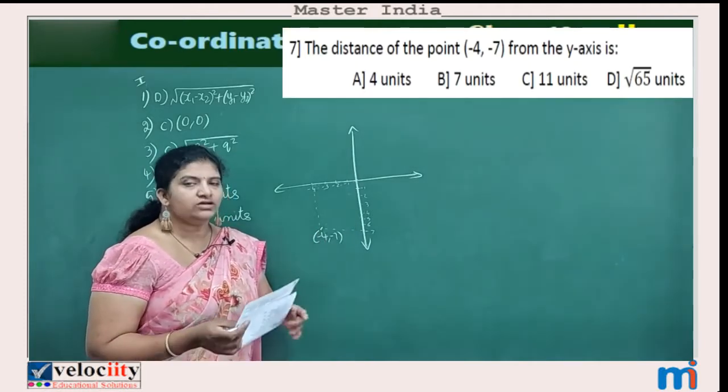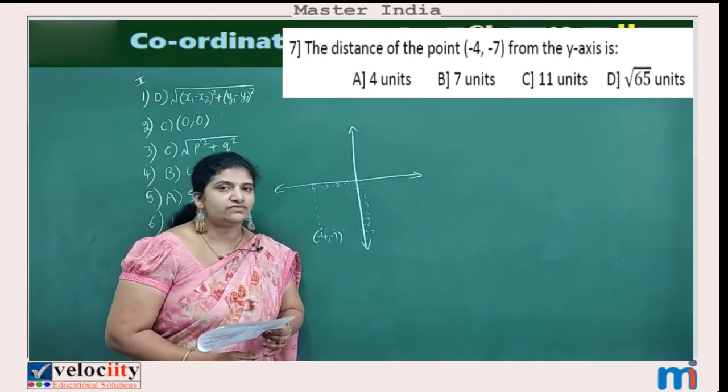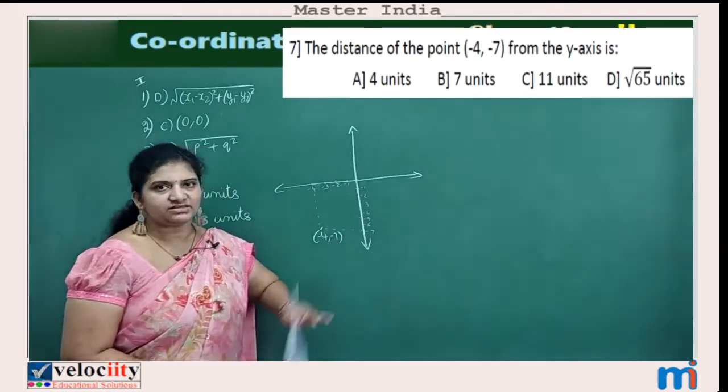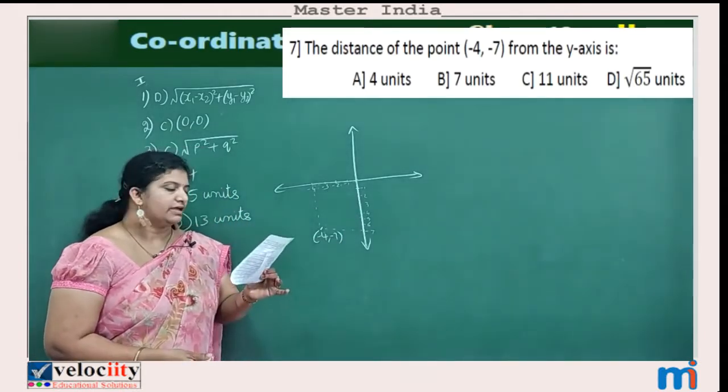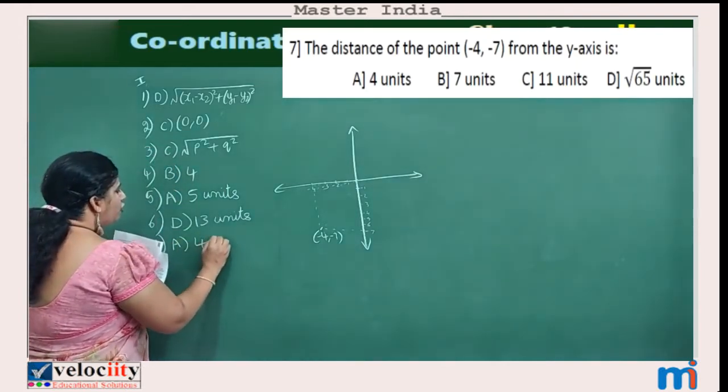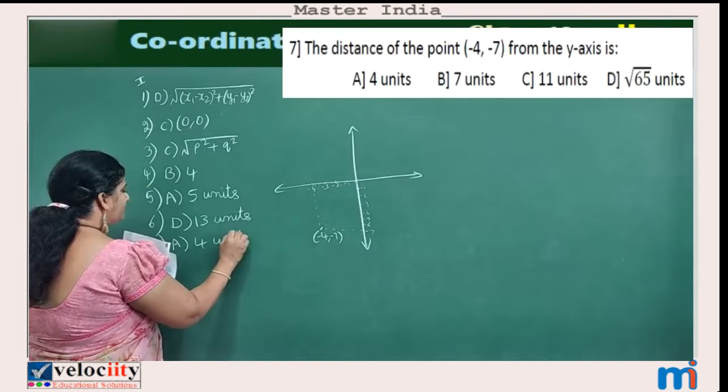Okay, is this clear? Therefore, the distance of the point (-4, -7) from the y-axis is 4 units. Observe the options here. Option A, 4 units.